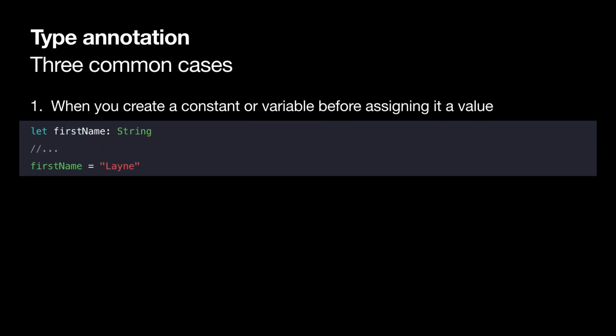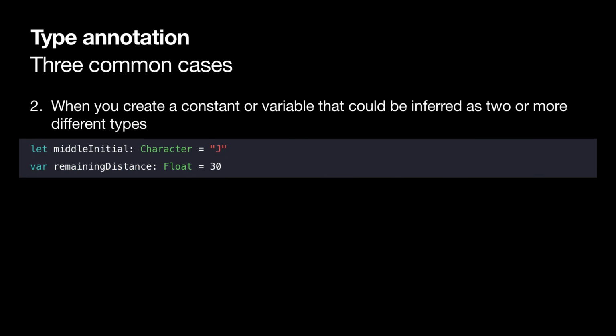The first common case is when you create a constant or variable before assigning it a value. The next common case is when you create a constant or variable that could be inferred as 2 or more different types. So in the first line of code here, if we didn't annotate the type as a character, middle initial would be considered a string. In the second line of code, remaining distance would be inferred as an int if we did not annotate the type as a float.